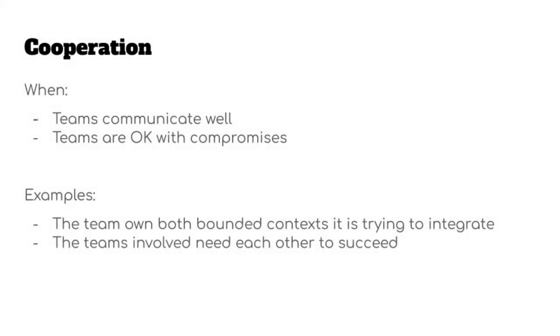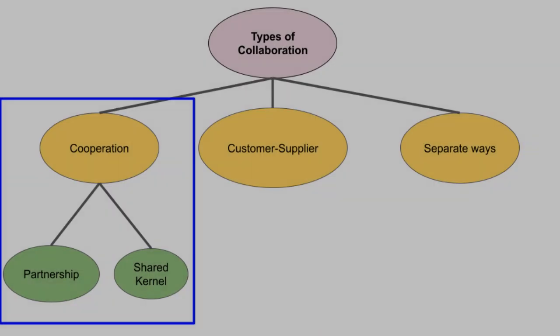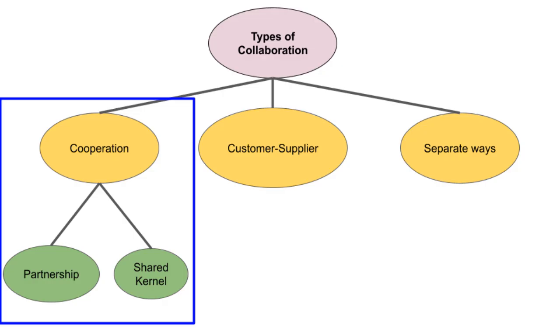The first collaboration type is cooperation, which happens when the teams responsible for the integration of the bounded contexts have a good level of communication and are willing to compromise accordingly. This applies when only one team owns both bounded contexts, or when the teams involved heavily depend on each other to achieve success. The 2 design patterns that best suit such a relationship type are 1. Partnership, and 2. Shared kernel.